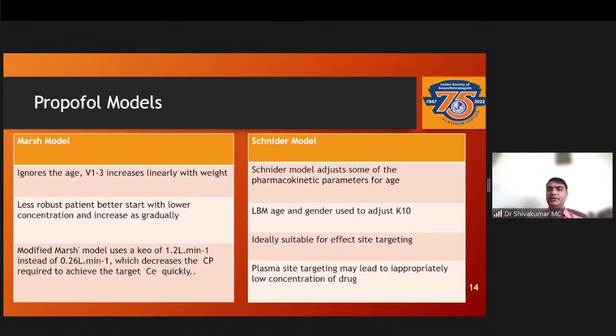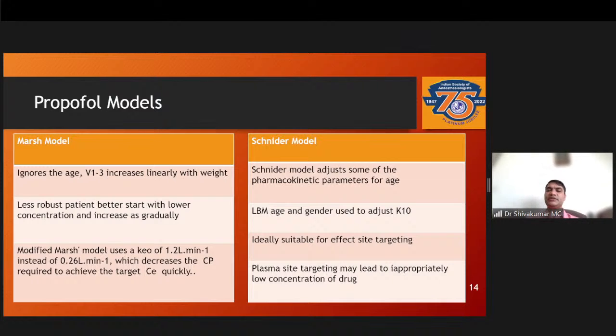Coming to the Schnider model, it adjusts some of the pharmacokinetic parameters for age, especially the elimination half-life. It uses the age and also the constants between the different compartments. Unlike in the Marsh model, where all the compartment sizes increase linearly with the weight, the Schnider model also uses the age and lean body mass. Lean body mass, age and gender are used to calculate the elimination half-life. Ideally suitable for effect site targeting.